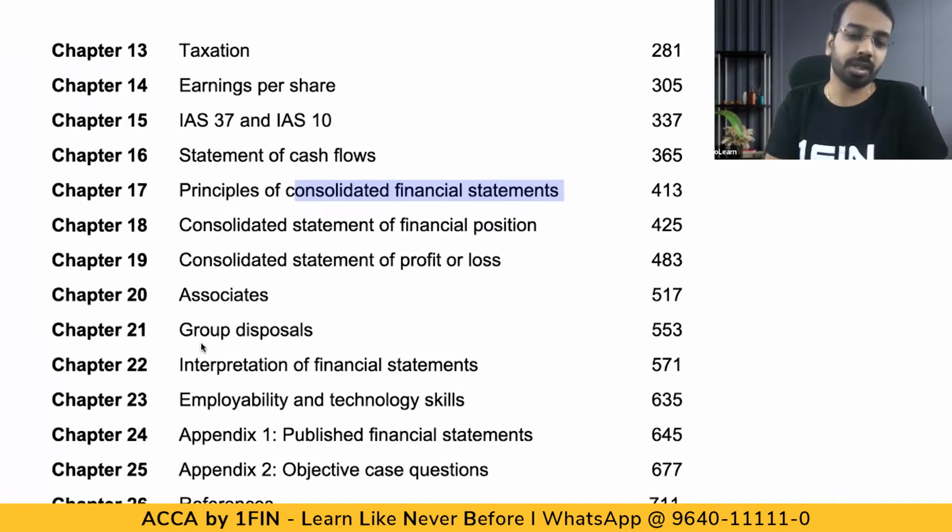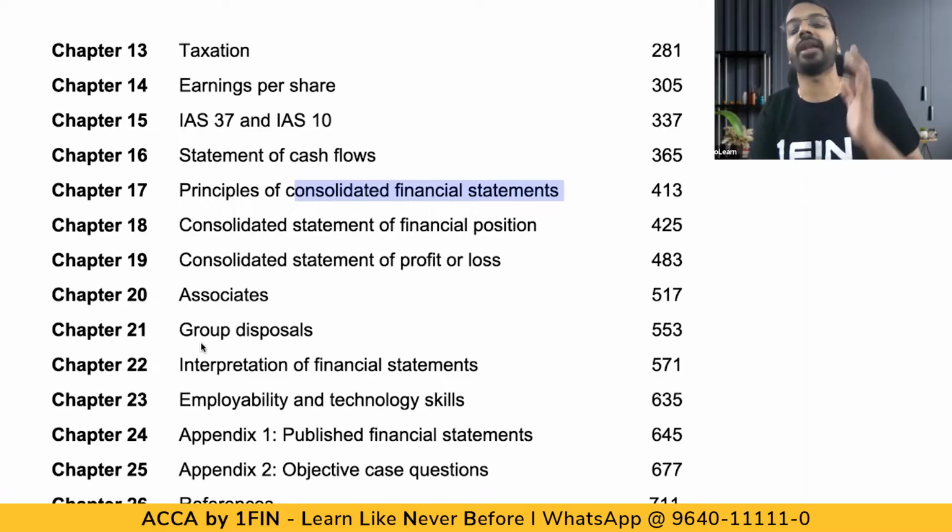Okay, so when I say group of companies, say there is a holding company and say there is a subsidiary company. So, holding company will prepare its standalone financial statement. Subsidiary company will also prepare standalone financial statement. Then the group as a whole will prepare a consolidated financial statement. That is what we'll be covering in these chapters.